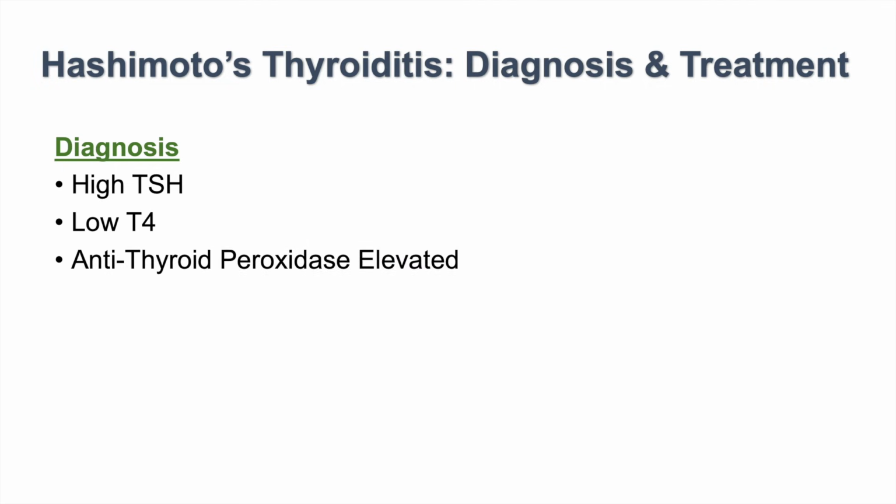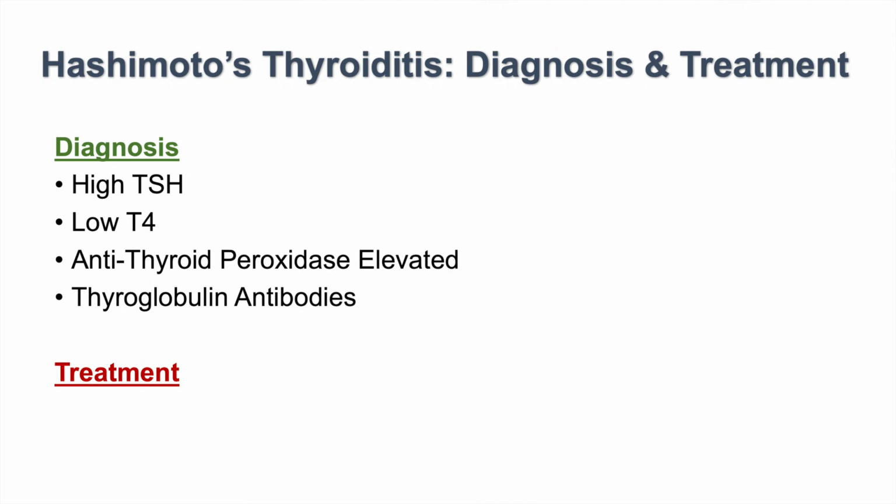One of them that is typically assessed is the anti-thyroid peroxidase, and this will be elevated in Hashimoto's. And you could also look for thyroglobulin antibodies. So again, the diagnosis is going to be with a high TSH and a low T4. That's essentially hypothyroidism. And then if you're thinking it's an autoimmune condition, it's Hashimoto's, you want to order an anti-thyroid peroxidase. So how do we treat it?